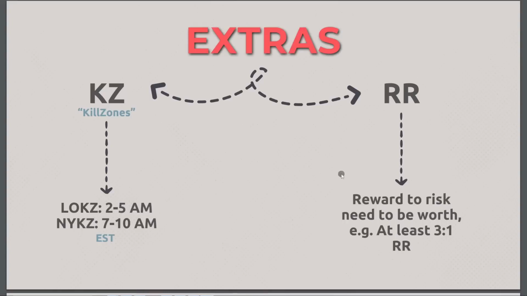And then the reward to risk needs to be worth it. For example, I don't take trades that are less than 2.5 or 3R, or at least if the low-hanging fruit is not 2.5 or 3R, then I don't take the trade because it's not worth it for me. So always have those rules in mind and make sure that you follow them.